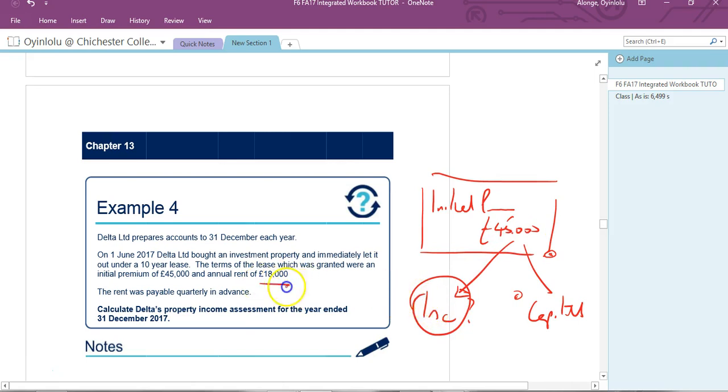And then, of course, there's the annual rent, which is just property income anyway. It says she is paid quarterly in advance, but all rentals are accrued anyway. So we just need to find out what the rent is from the 1st of June 2017 all the way to the 31st of December, which is 7 months. If it's an annual rent of 18,000, we need 7 months of that. So that's what you're doing there.